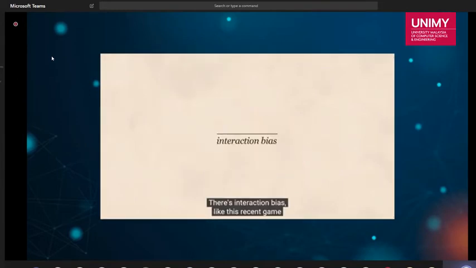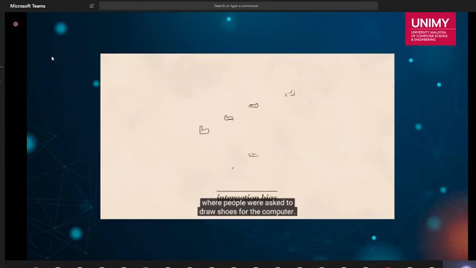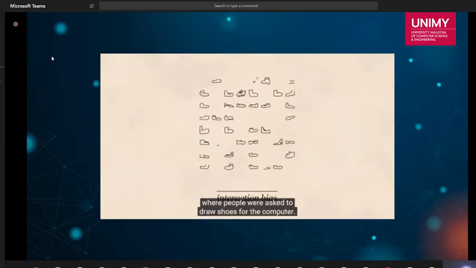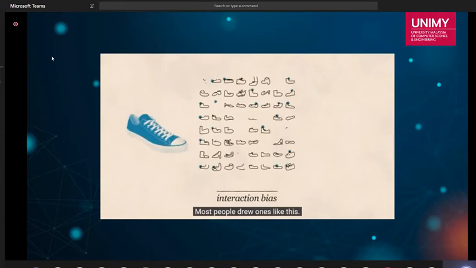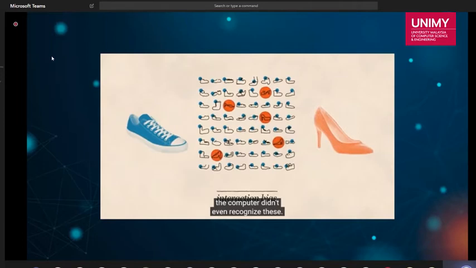There's interaction bias. Like this recent game, people were asked to draw shoes for the computer. Most people drew ones like this. So as more people interacted with the game, the computer didn't even recognize these.